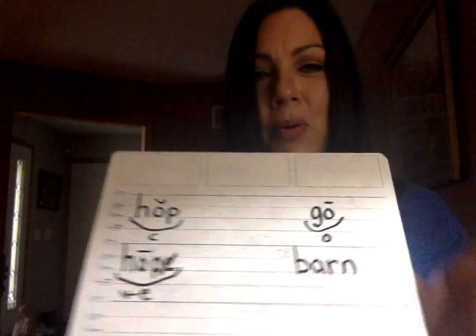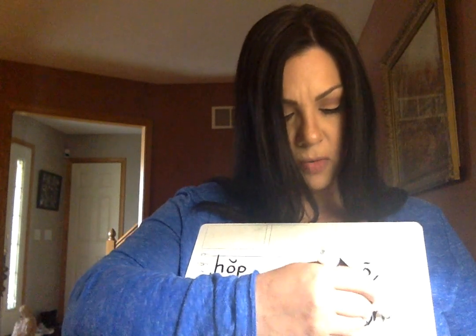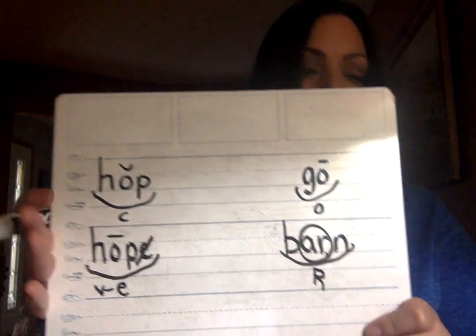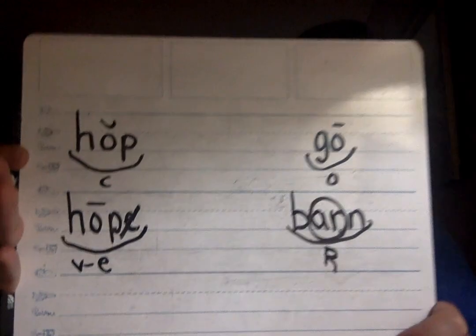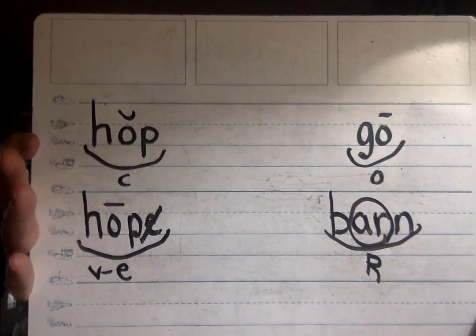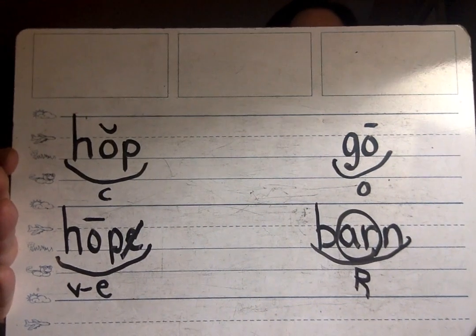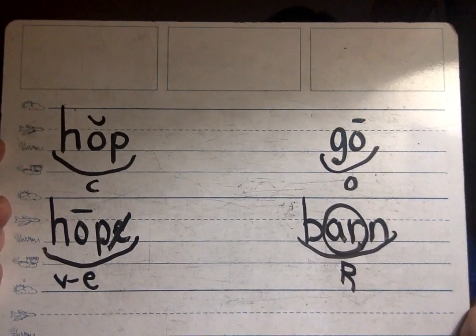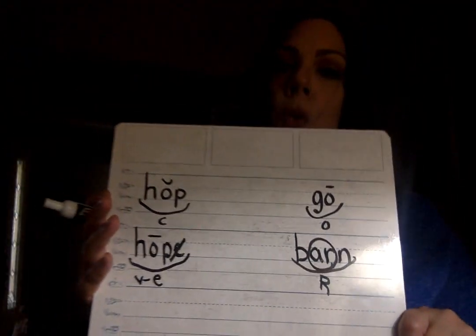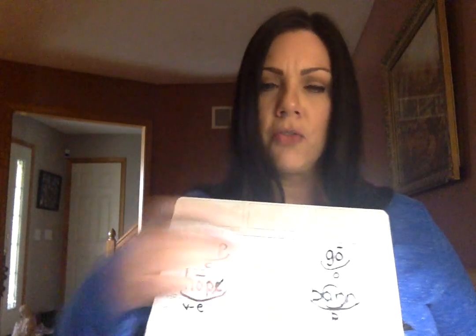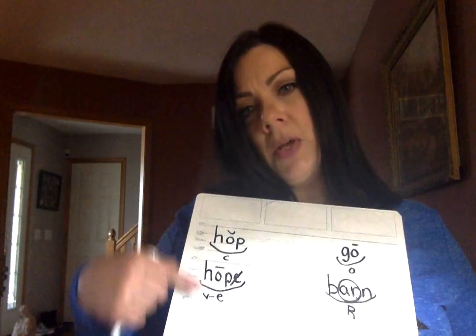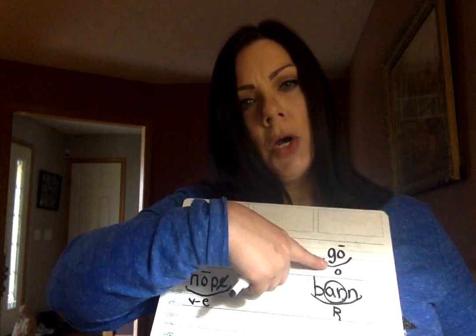The next syllable that we have is our R-controlled syllable, and we have an R-controlled vowel here. The R after the vowel changes the sound of the vowel to make a different sound. Because of the R there, it controls the vowel, R-controlled. So we have closed, VE, open, and R-controlled.